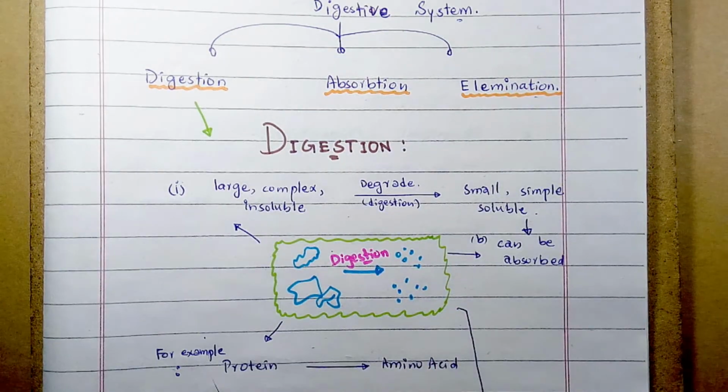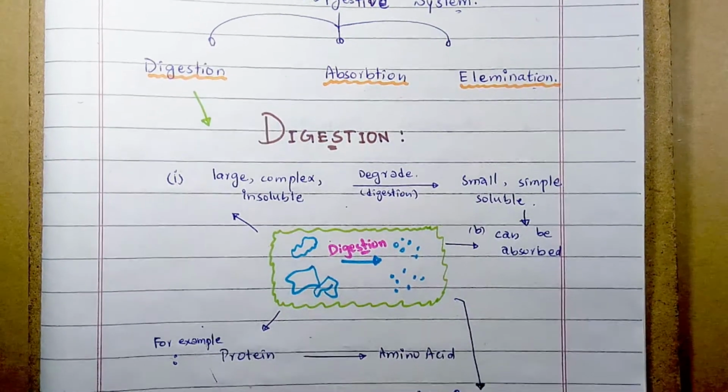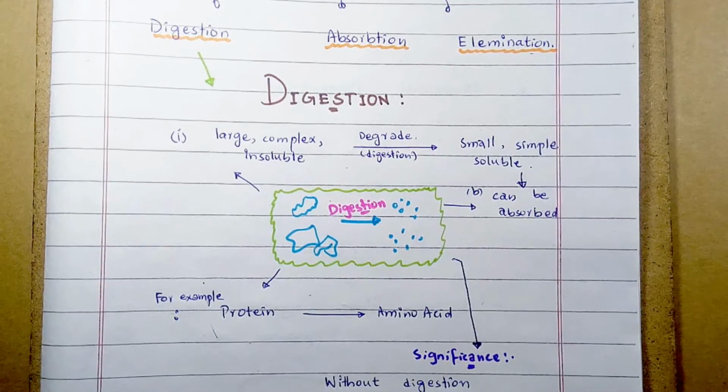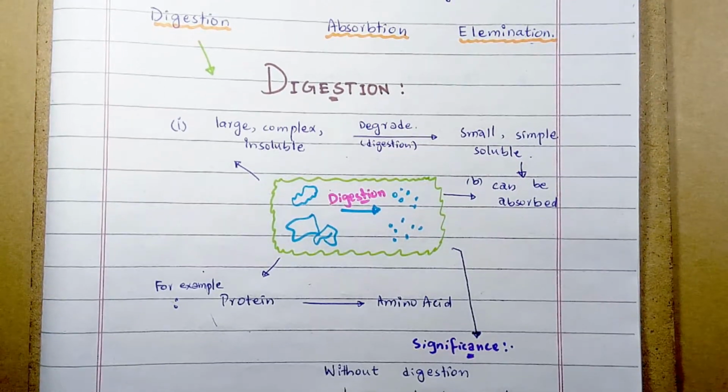For example, amino acids are formed from the digestion of protein molecules, so the amino acids can be absorbed for cellular needs. Here is an example of the digestion process.